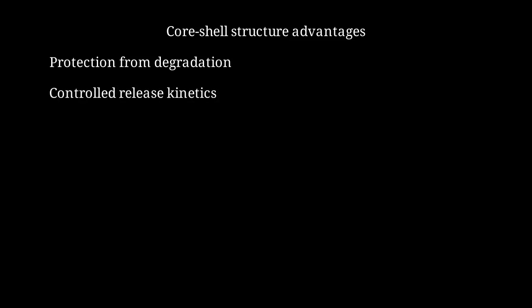Core-shell structures offer several advantages for nutrient delivery. The shell protects the core nutrient from environmental degradation. Release kinetics can be controlled by varying shell composition and thickness. Delivery can be targeted to specific sites in the digestive system.